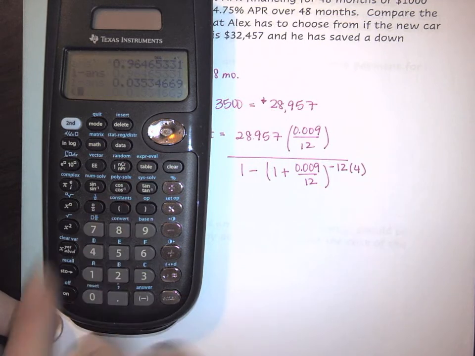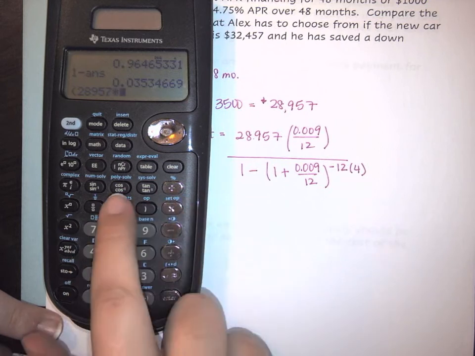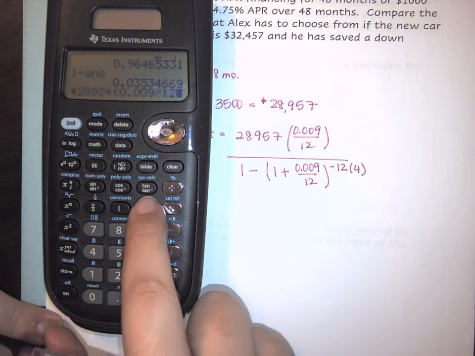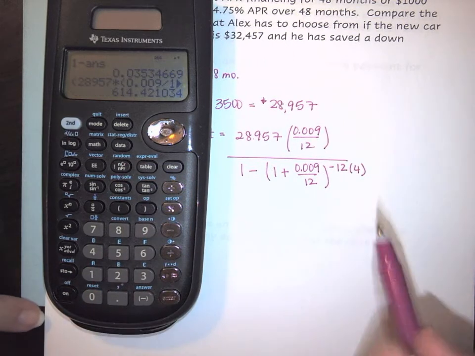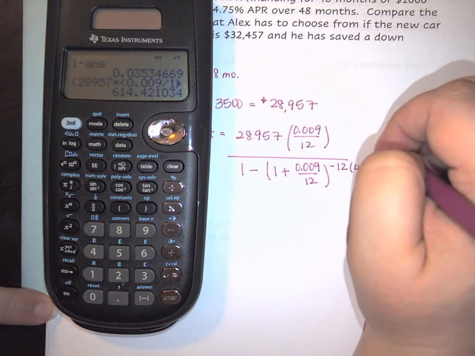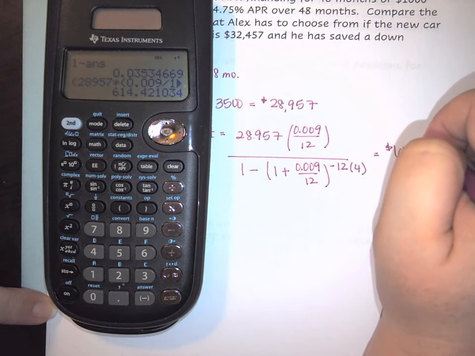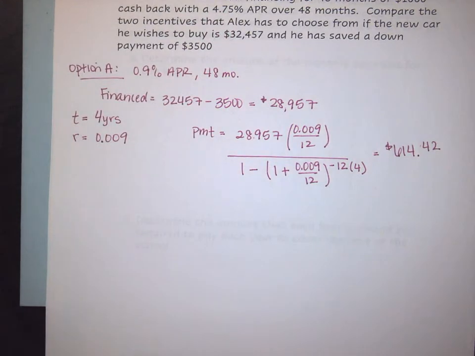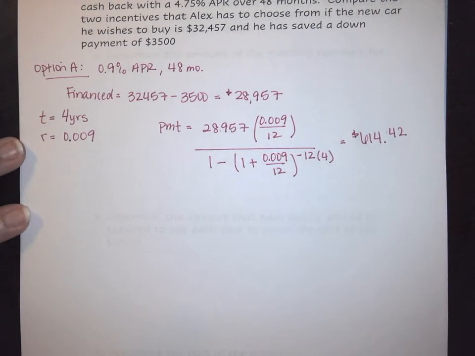Last thing we're going to do, open that parentheses. We have 28,957 times, another parentheses, 0.009 divided by 12, close it twice, and divide by the second answer. So here we come out with our payment being $614.42. So that's the monthly payment that we would be making on the first vehicle.